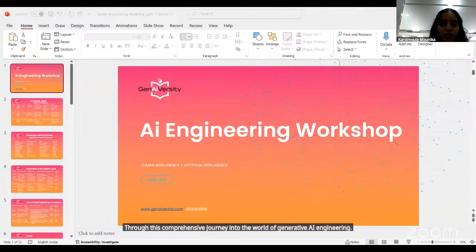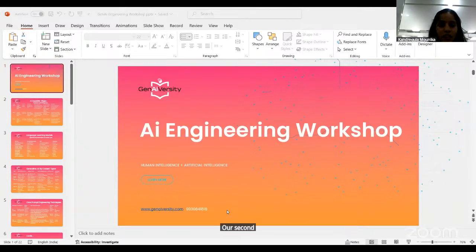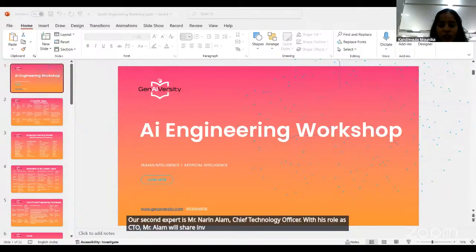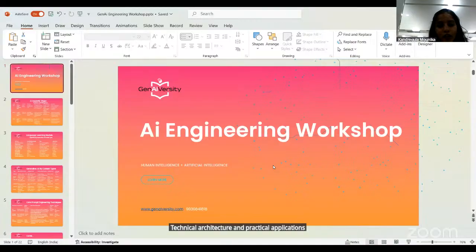Allow me to introduce our first speaker, Dr. Hanu Edluri, Group Head. Dr. Hanu Edluri brings extensive leadership experience and deep technical expertise to help us understand the strategic aspects of AI implementation in real-world scenarios. Our second expert is Mr. Naren Alam, Chief Technology Officer. With his role as CTO, Mr. Alam will share invaluable insights on the technical architecture and practical applications of AI technologies in today's industry landscape.